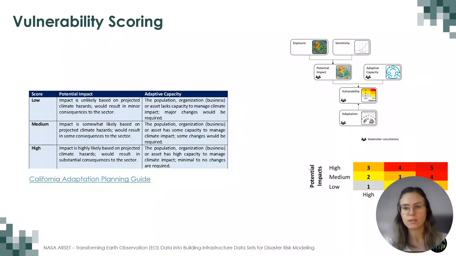And as you can see here on the right, this is a matrix that we can use to combine potential impacts and adaptive capacity. Again, we can have more levels if we want. But basically, you can see that if the potential impact is high and the adaptive capacity is low, we expect the highest score for the vulnerability. So it's a 5. At the other extreme, potential impact is low and adaptive capacity is high, and we can see we get a score of 1.